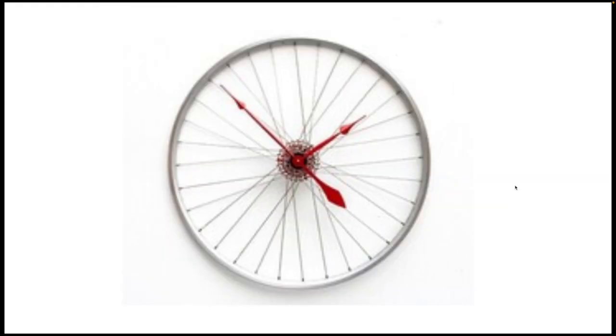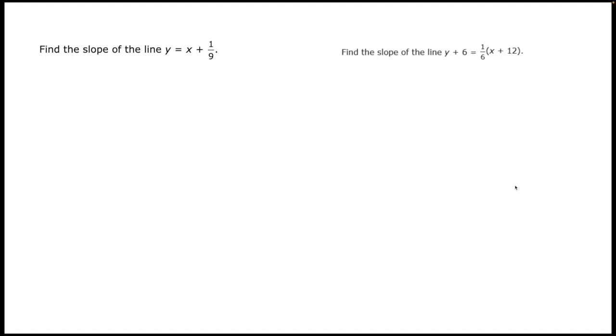All right, here's our cool clock for today, made out of a bicycle tire, which means that it is time for you to practice what you just learned. Go ahead and pause the video and try these two problems on your own. And when you're ready, you can unpause the video and we'll check your answers.